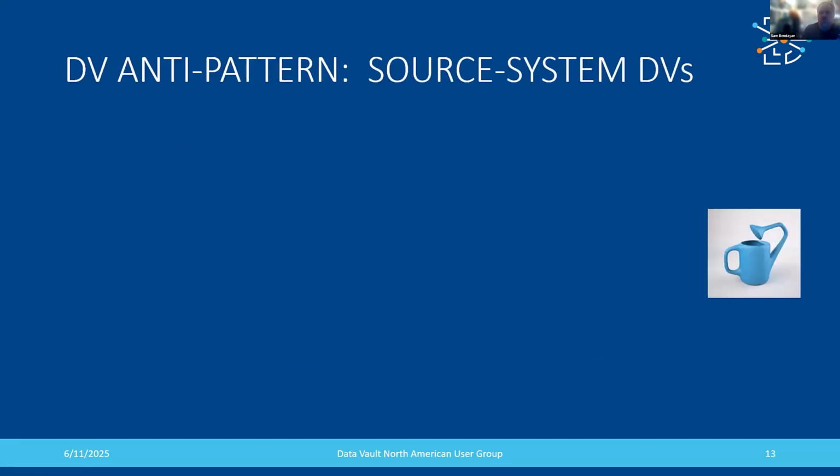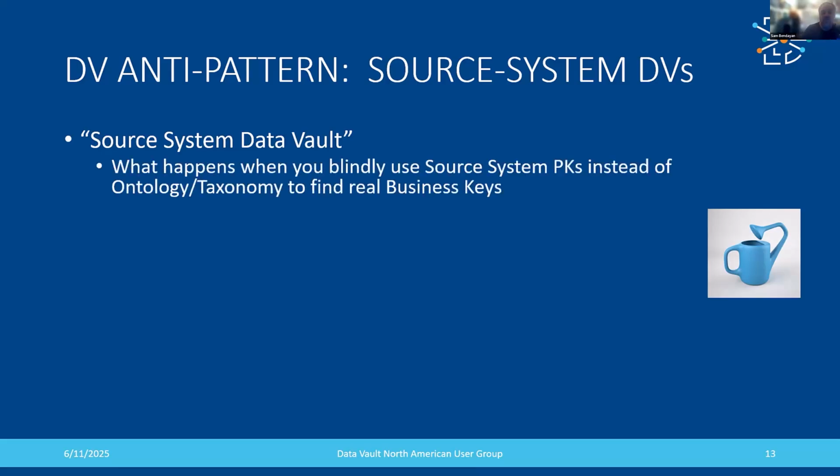So with that, we're going to talk about our first anti-pattern, source system data vaults. So what are these? You probably have heard this term quite a bit. However, I've seen a lot of misconceptions around this term. So let's define it. This is what happens when you blindly use source system primary keys instead of going through the ontology and taxonomy process to find your real business keys that the business users use. If you just say, oh, you know what, here's the source data model, take the primary key, make a hub out of it, done, you're creating a source system data vault. Okay, that's what it means.